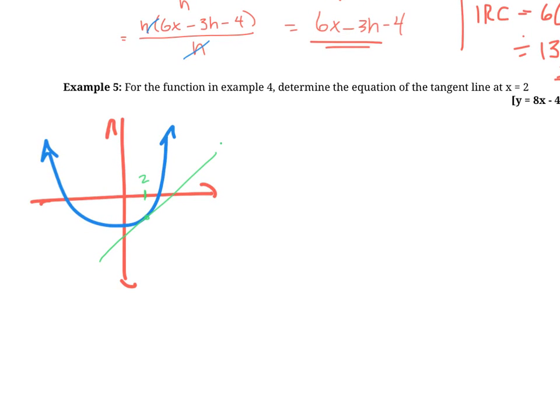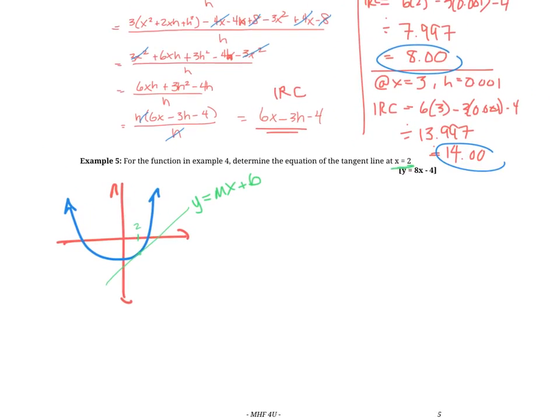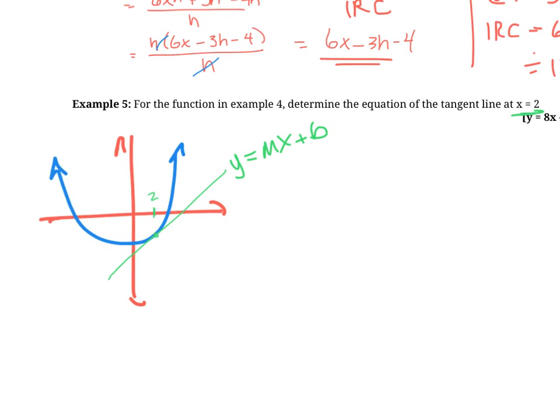What's the equation of a line? y equals mx plus b, right? So that would be the equation of that line. What do we know about that line, though? What have we found so far? Think about what we found in the previous question. We found something at x equals 2. What did we find? Remember, we found the instantaneous rate of change at x equals 2, and we found out that that was equal to 8, right? Remember what the instantaneous rate of change is. The instantaneous rate of change is just the slope of that line that just touches at that point. So we know the m for this is going to be 8.